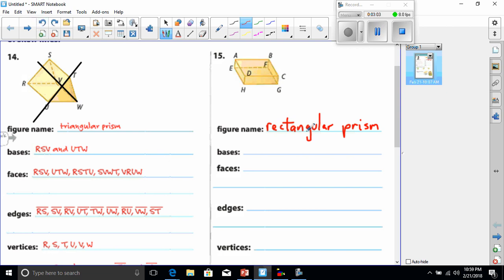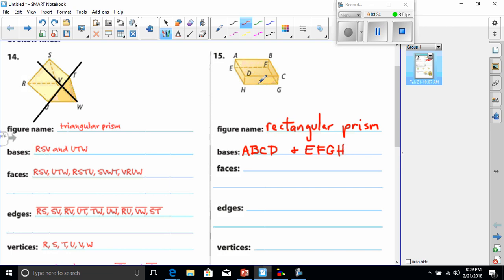Okay, the bases now are going to be the two that I just circled, A, B, C, and D, and E, F, G, and H.